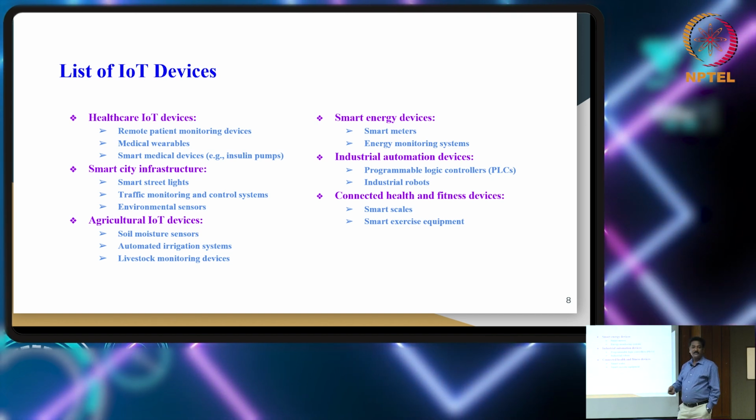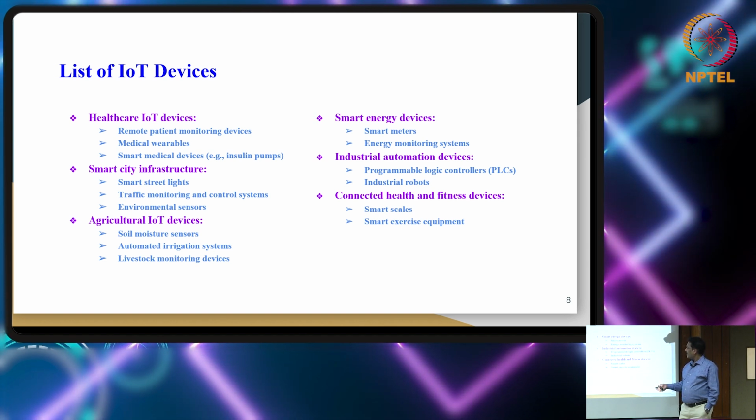That is insulin pumps. You heard about insulin pumps, right? This also comes under IoT devices and smart city infrastructure: smart street lights, traffic monitoring and control systems, and environment sensors, and agricultural IoT devices, soil moisture sensors, automated irrigation systems, livestock monitoring devices, and smart energy devices, energy related devices like smart meters.